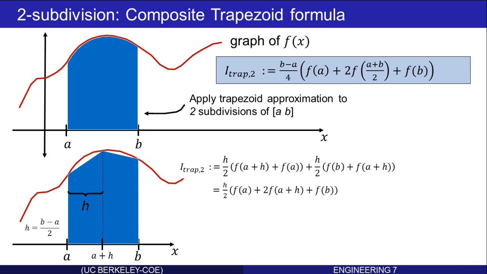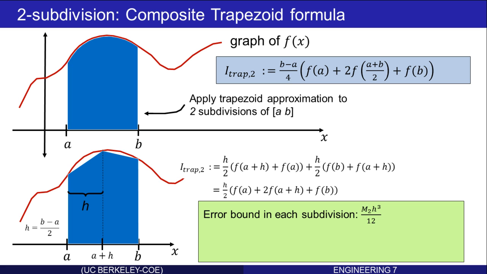Let's go over how accurate this should be. Well, there's an error bound in each subdivision, which is m2 times h cubed over 12. That's from the previous page. That's how much error we potentially make in the first trapezoidal integration from a to a plus h, and that's also how much error we might make in the second one from a plus h to b.